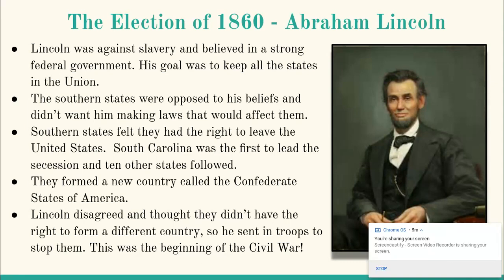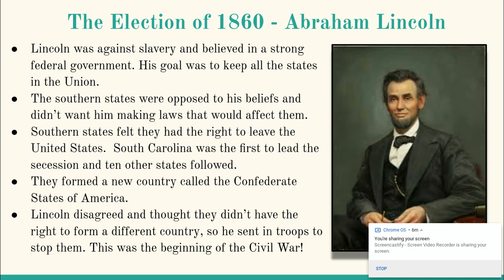So, as you might already know, Lincoln was against slavery and he believed in a strong federal government. So he's aligning himself more with the northern states. We just talked about that the northern states wanted a strong federal government and the northern states were more against slavery. But his goal was to keep all the states in the Union. The southern states were threatening to secede, meaning break away. So you'll often hear that the Civil War was about Lincoln trying to keep the country together. And that was his goal, but it does turn, and we'll talk about this in a little while, it does turn to him trying to abolish slavery as well.